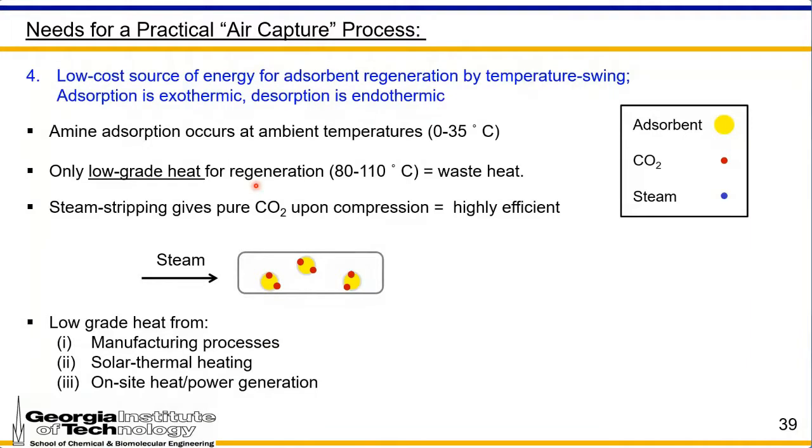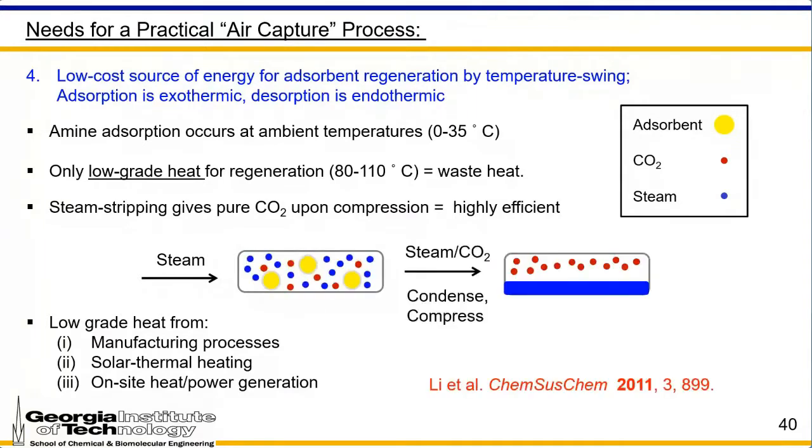We'll use that low-grade heat, which we can get from processes as shown on the bottom, to make saturated steam. That steam will be passed through the monolith, where it will condense on the monolith surface, conduct heat into the structure, thereby liberating the CO2 and desorbing the CO2, giving us a steam CO2 mixture, which we can then condense and compress to give us our purified CO2 stream for sequestration.